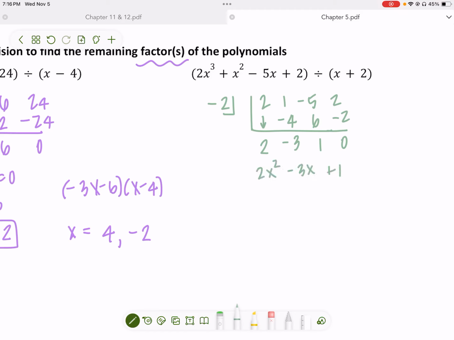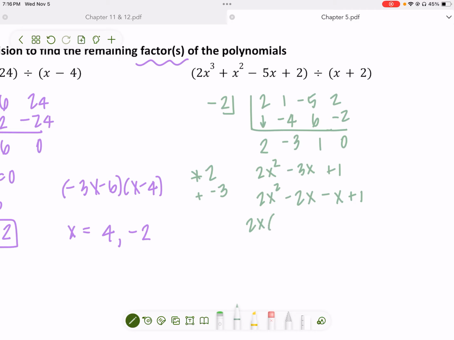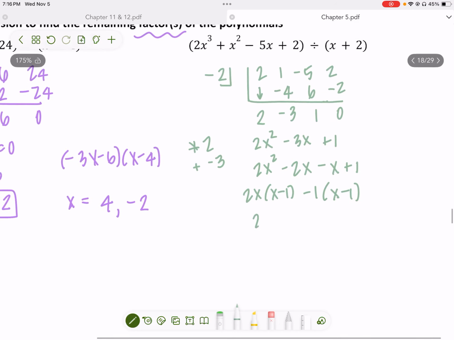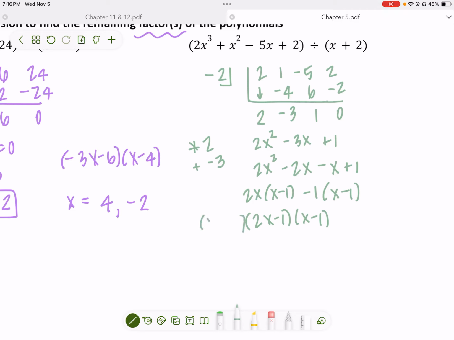That is a quadratic. We want to multiply to 2 and add up to -3. So I'm thinking -2 and -1. So 2x squared minus 2x minus x plus 1. Factor out the 2x, factor out a -1, and we'll end up with 2x minus 1 times x minus 1. And again, don't forget the x plus 2 from the beginning. There's your factored form, and then here are your x-intercepts.